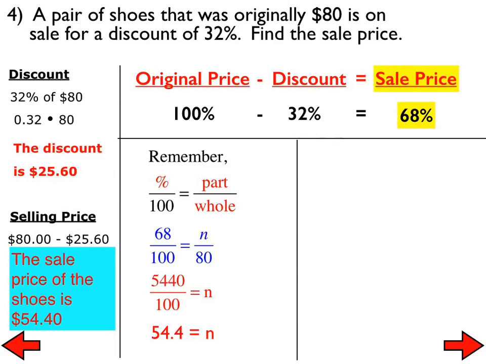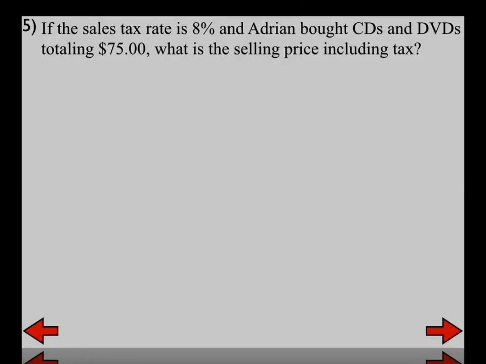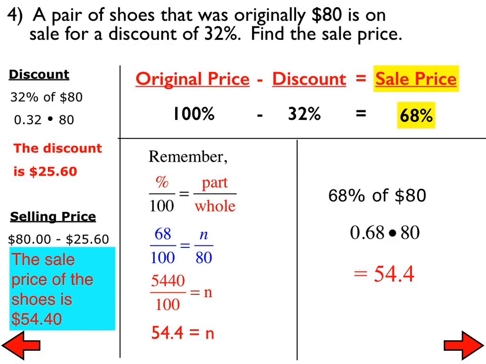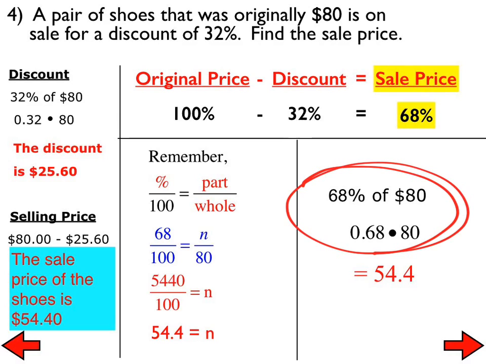The fast way, which I see that most of you did, was 68% of 80. So 0.68 times 80 would still give you $54.40. So I see that so far all of you have picked to do it this fast way.